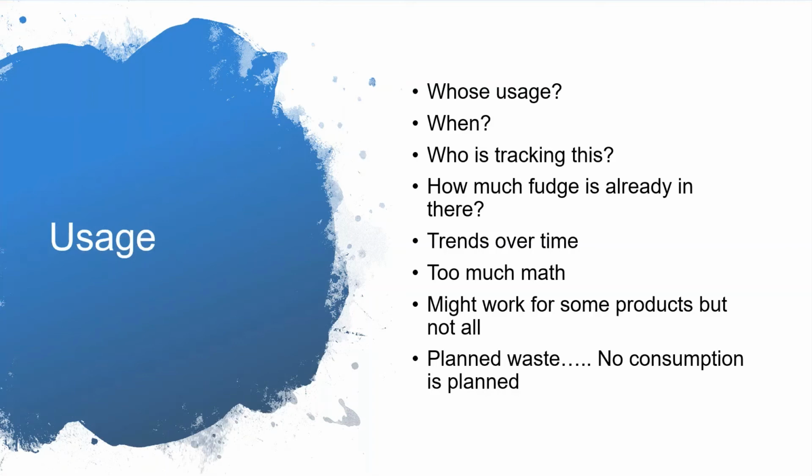There's the issue that there's too much math. It might work for some products, it might not work for all. So maybe I have to skew this formula for different kinds of items, for different kinds of instances. So how am I going to set that up and be able to track that?